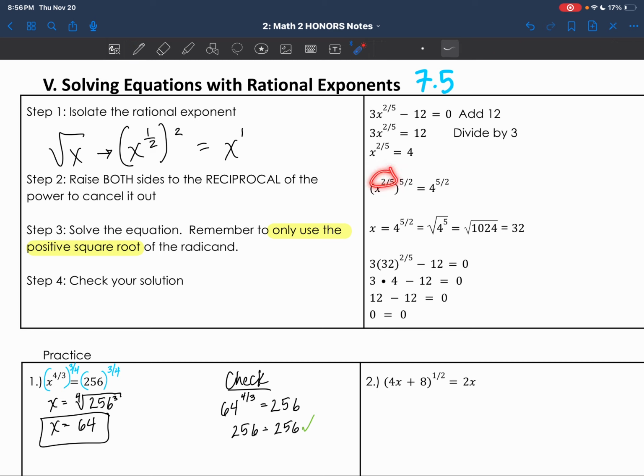So if you have 2/5, you're going to take it to the 5/2 power. And what you do to one side, you've got to do to the other, and then solve the equation. Remember, you're only going to use the positive square roots of the radicand. So here we've got x equals 4 to the 5/2 power.